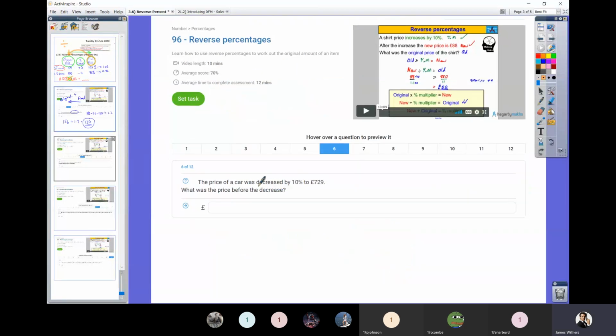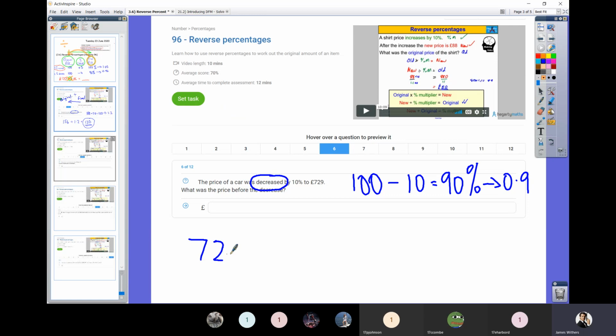Question 6. Now the price of a car was decreased by 10% and it became 729. What was the price before the decrease? So step 1, work out the multiplier when you have a 10% decrease. So 100 take away 10 is 90%, giving us a multiplier of 0.9. So because we've been given the final price and we want the original, we divide by the multiplier. Now look, when you divide by something smaller than 1, it gives you a bigger answer. Okay, note how I've divided by something less than 1 and my answer's got bigger.